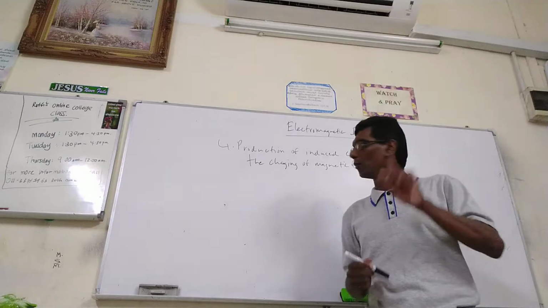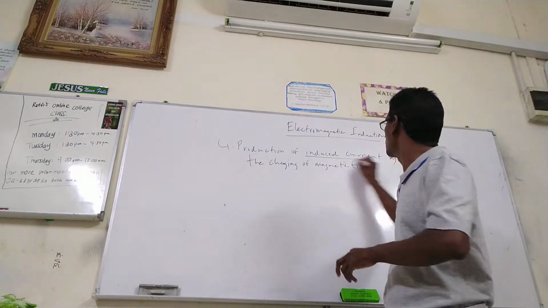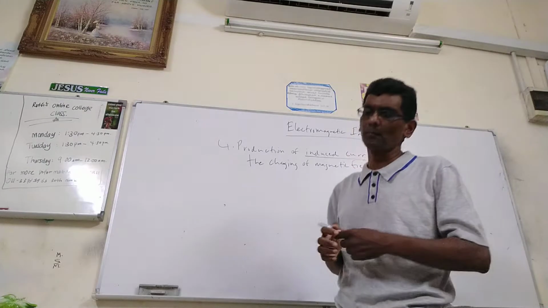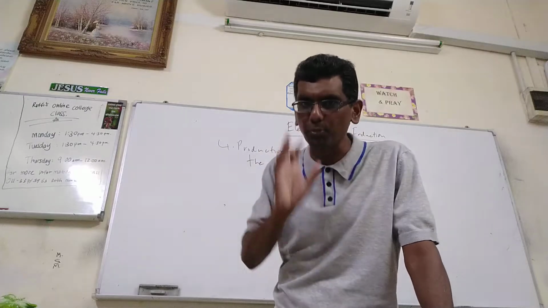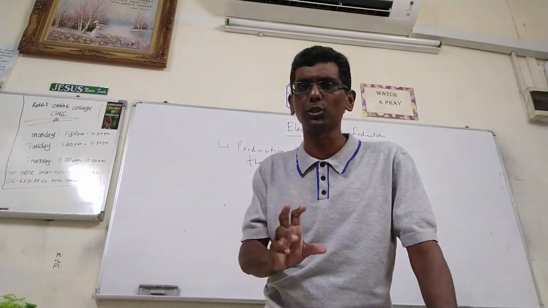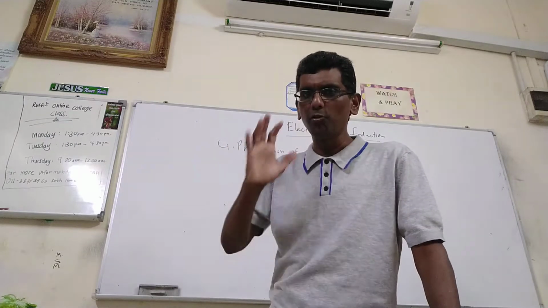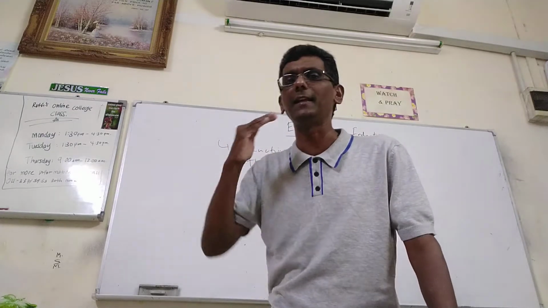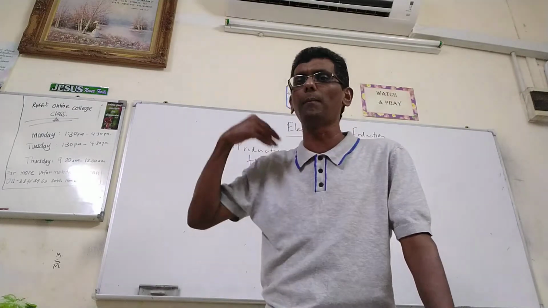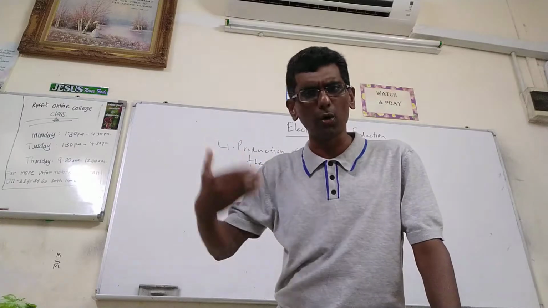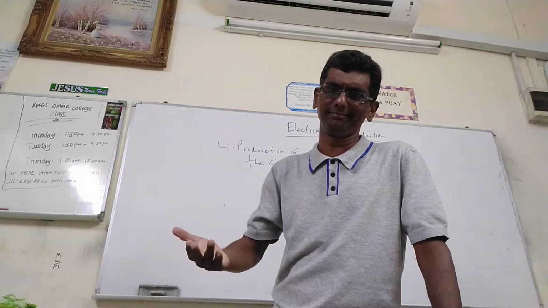Okay, the word that you must understand is induced current. This current is produced. Electric current is produced by the changing of magnetic field. That means you must disturb the magnetic field in order to produce current. You must disturb the permanent magnetic field, or an electromagnetic field also can, in order to produce current.